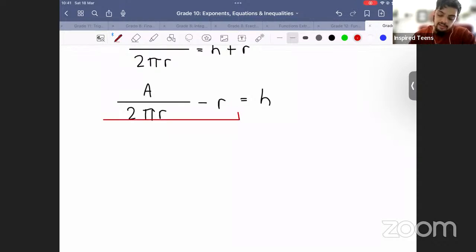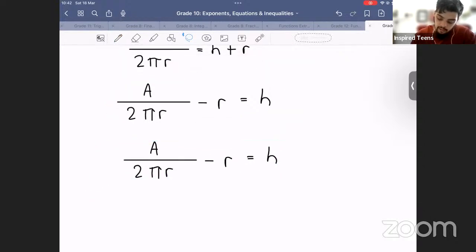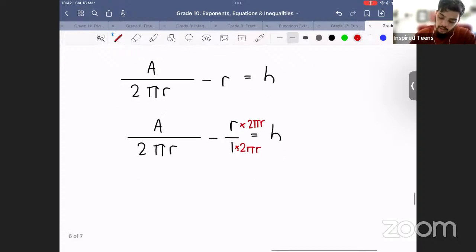If you want to write your left-hand side as one term, you can do the LCD, lowest common denominator, where the lowest common denominator is definitely going to be 2 pi R. Why? Because R is over 1, and the lowest common denominator between 1 and anything is that thing. So let's paste this here. We can write R as R over 1, because that's what you do when you do LCD. You want to write everything as a fraction. So now the lowest common denominator is going to be 2 pi R. So we multiplied 1 by 2 pi R. What you do to the bottom, you do to the top. So you multiply the top by 2 pi R as well.